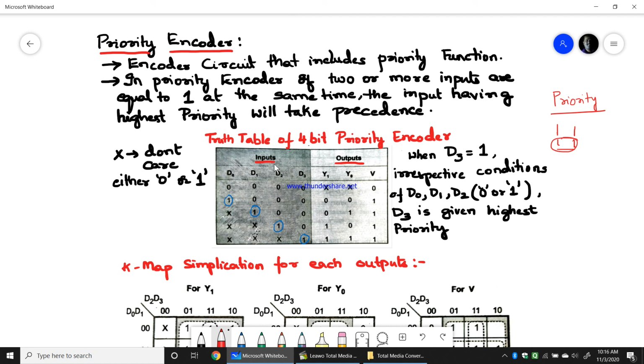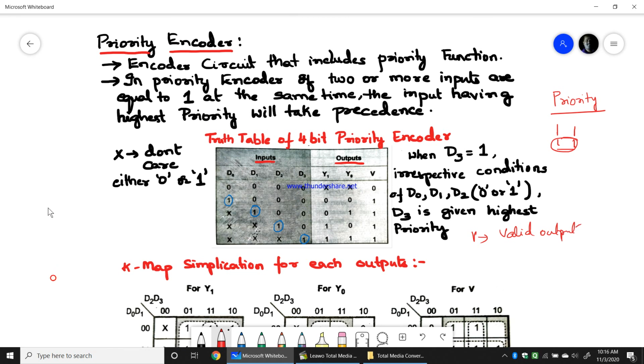Now for example, here we have a truth table for priority encoder, which is a 4-bit priority encoder. Here we have D0 to D3 as inputs, Y1, Y0 and V are the outputs. Now when all D0 to D3 are zeros, Y1 and Y0 will be don't care, because we don't know what is the output that we get for all inputs equal to 0. Whereas V stands for valid output indicator.